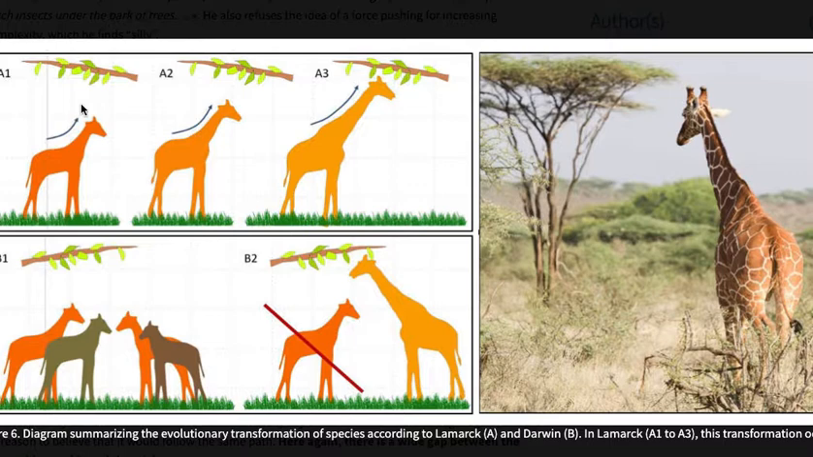Lamarck believed that a single giraffe in its lifetime, that's why it's labeled A1, A2, A3, if the leaves were up high, could stretch and stretch and stretch and eventually get its neck to be tall enough to reach the plants, and that then that giraffe would end up having babies with longer necks because that's what was needed.